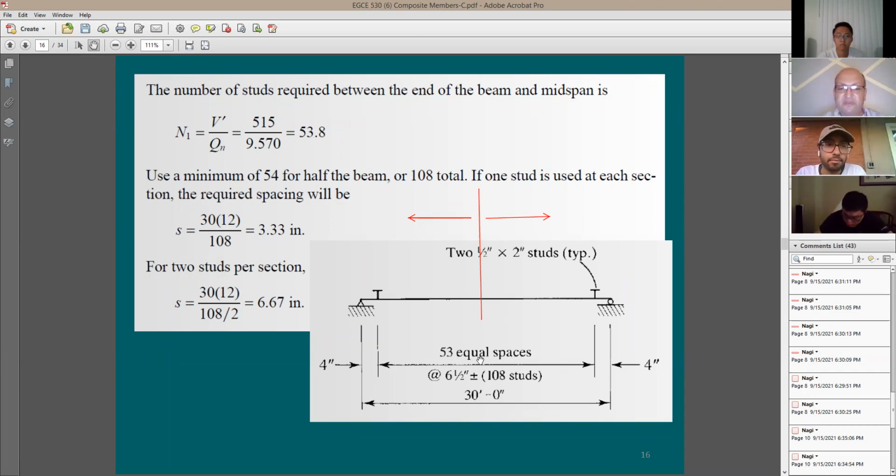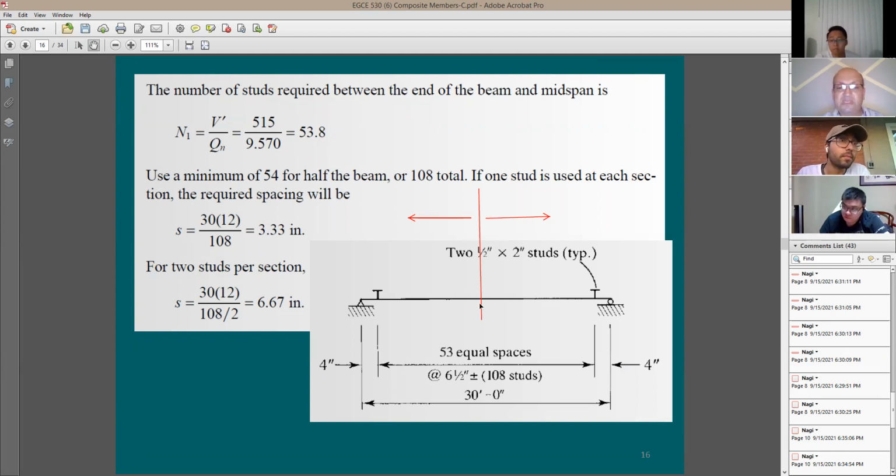It says here 53 equal spaces. It means what? What does it mean by that? Do you have really 53 equal spaces? It says here at 6.5 inch, you're gonna have plus or minus 108 studs. So actually I need 108, it's gonna be 54 times two. Minimum is gonna be 54 for 1/2 of the beam or 108 total.